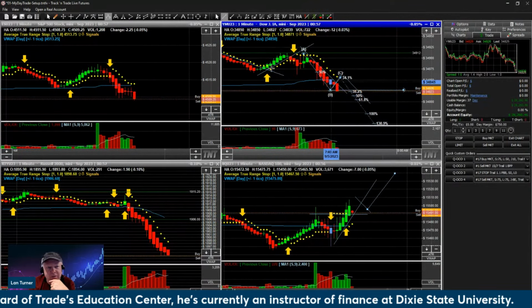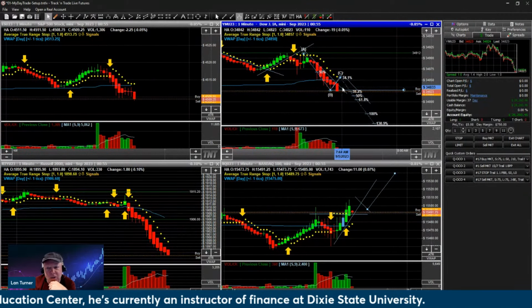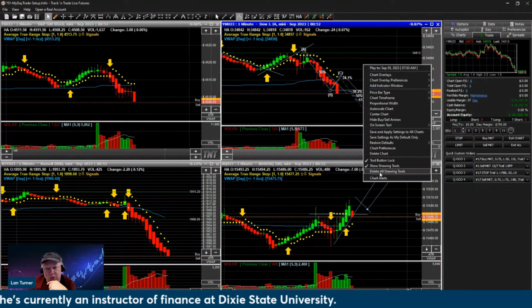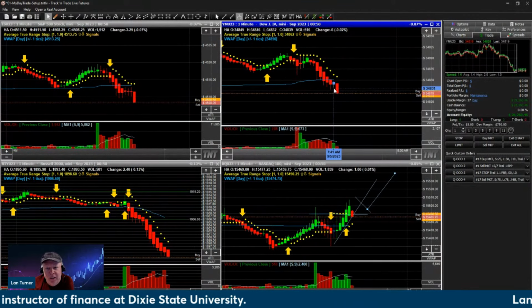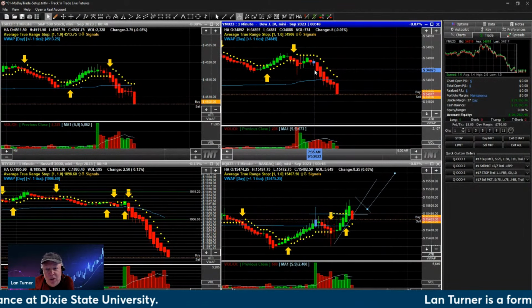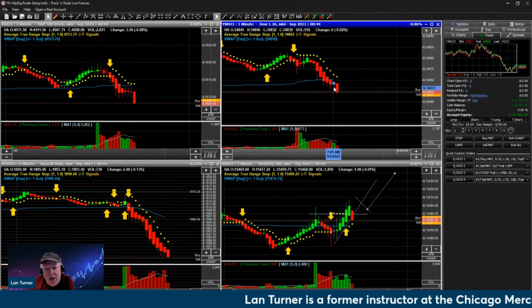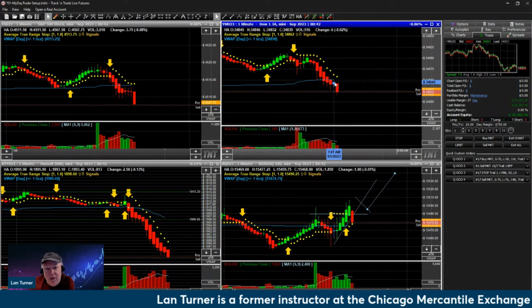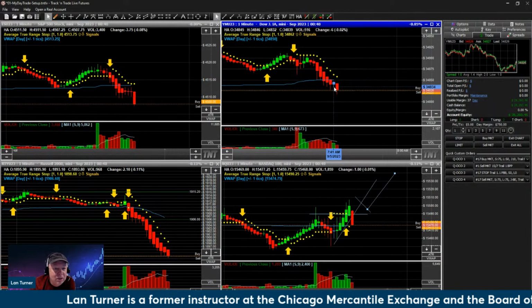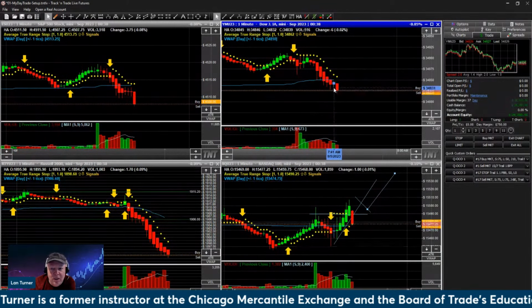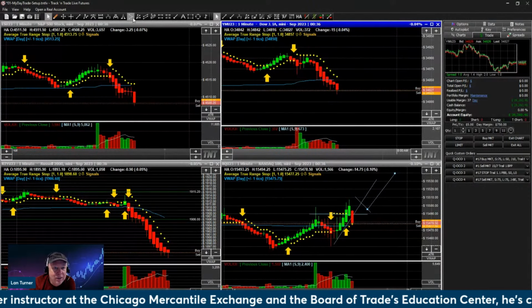Now this one made a little flag, so that would have been a nice entry point for us to the short side on that little flag. See how it was making lower lows, lower lows, lower lows, and then it popped up, made a lower high and a lower high and a higher low. That was a nice little flag formation.